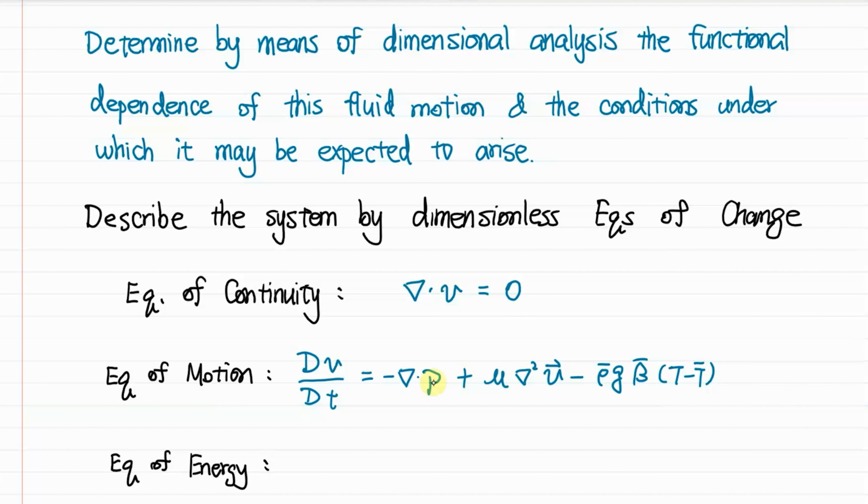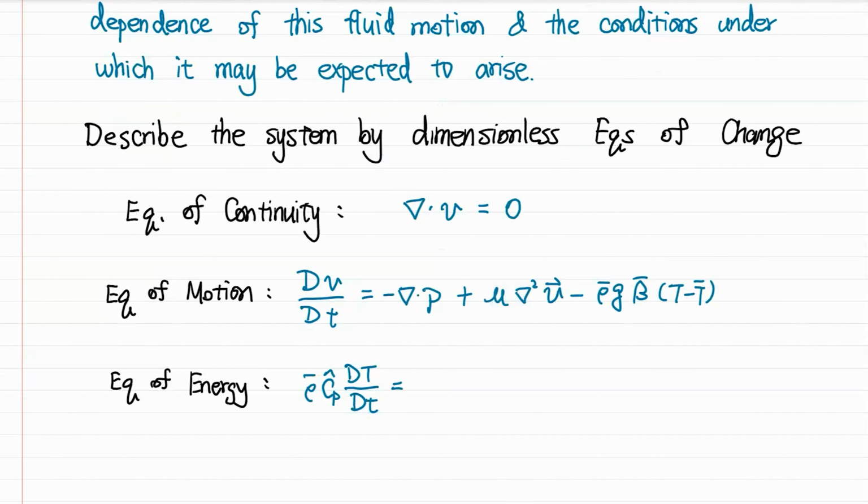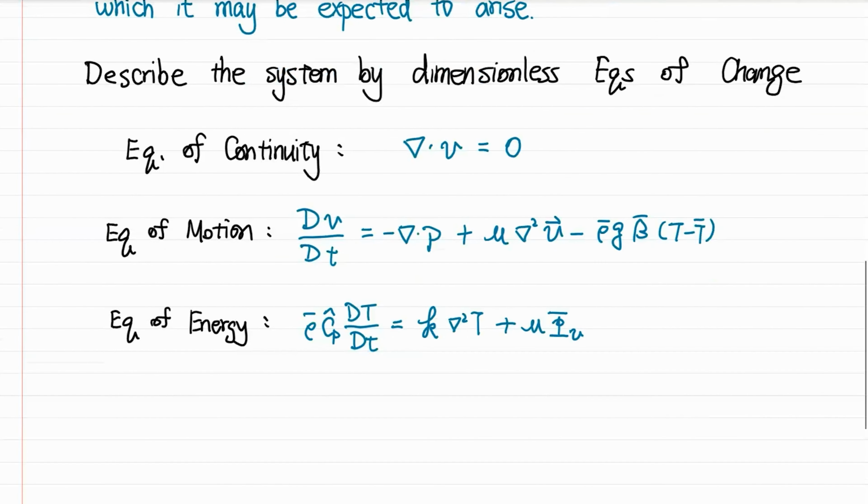Which is rho Cp DT/Dt equals thermal conductivity times the Laplacian of temperature plus mu times the stress tensor. Okay, but remember, for free convection, viscous dissipation is negligible. So we're just going to take that out real quick.